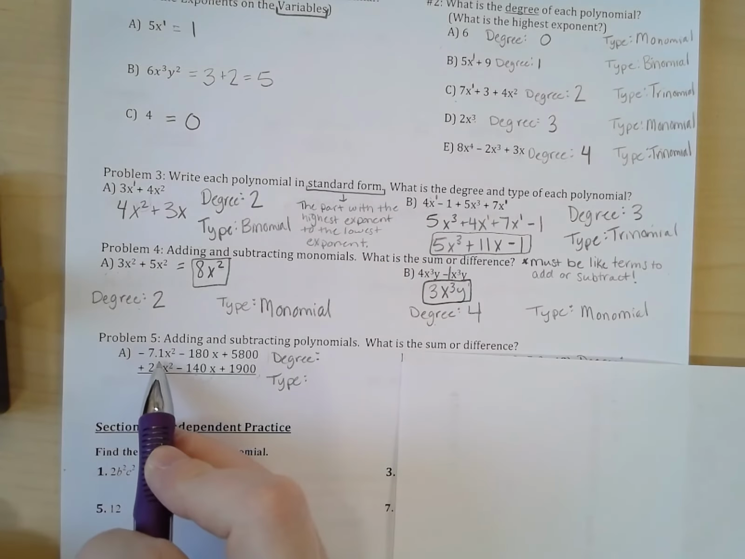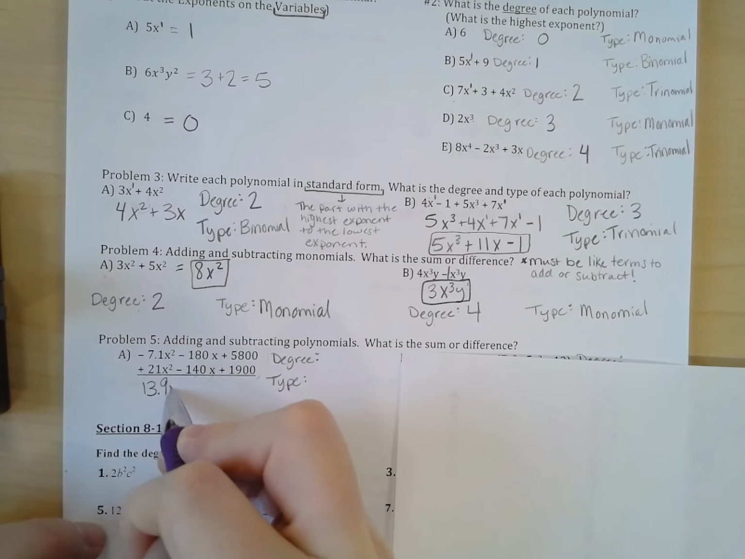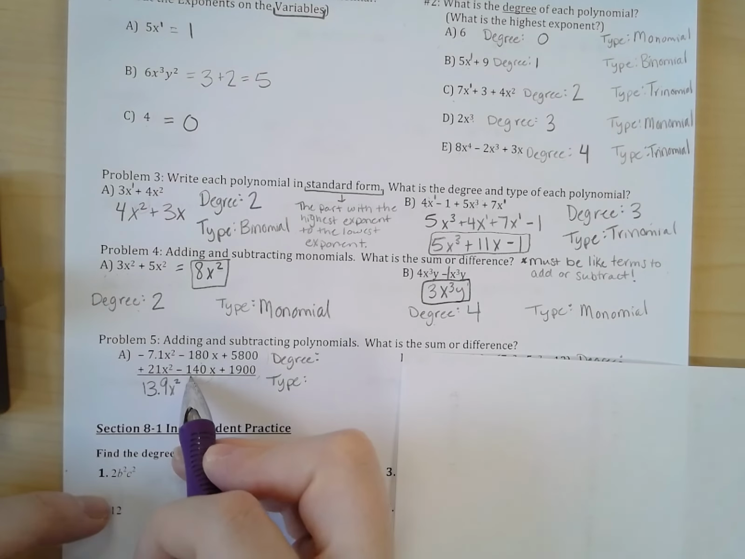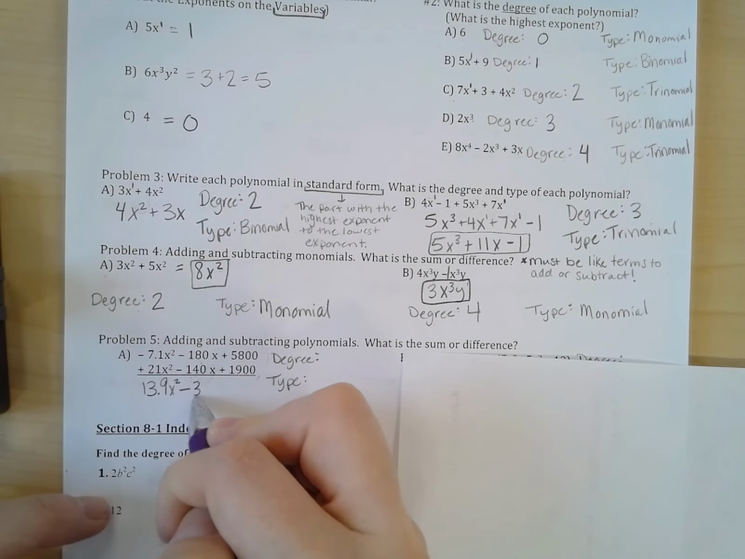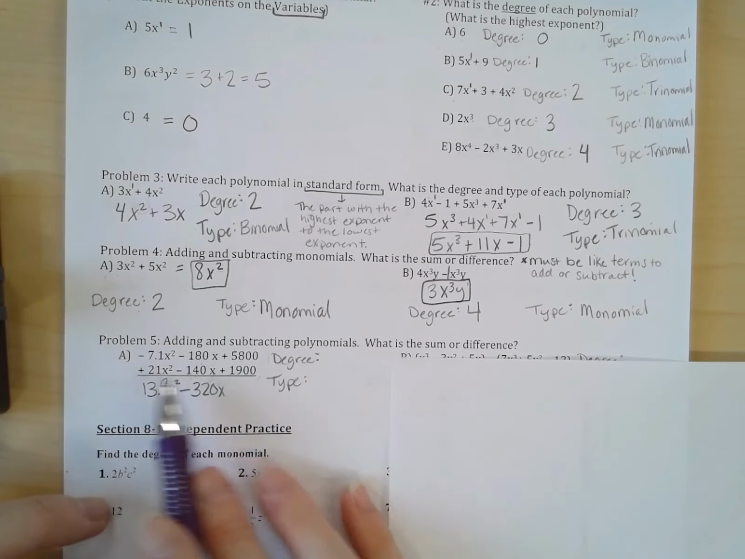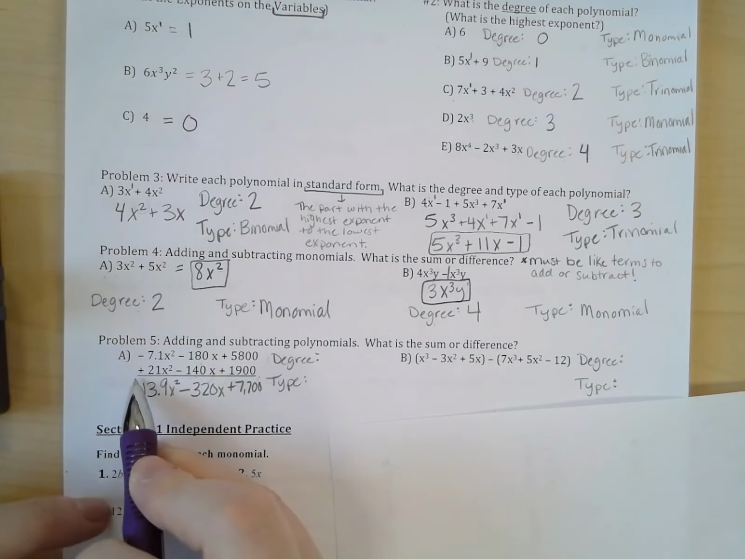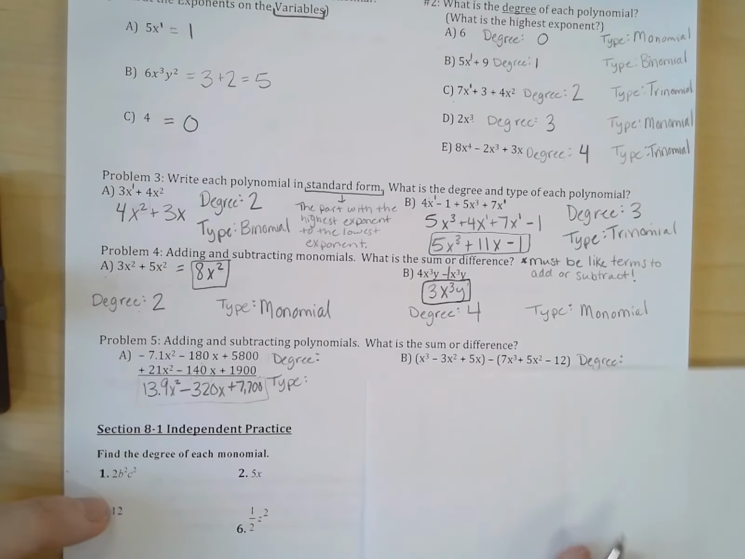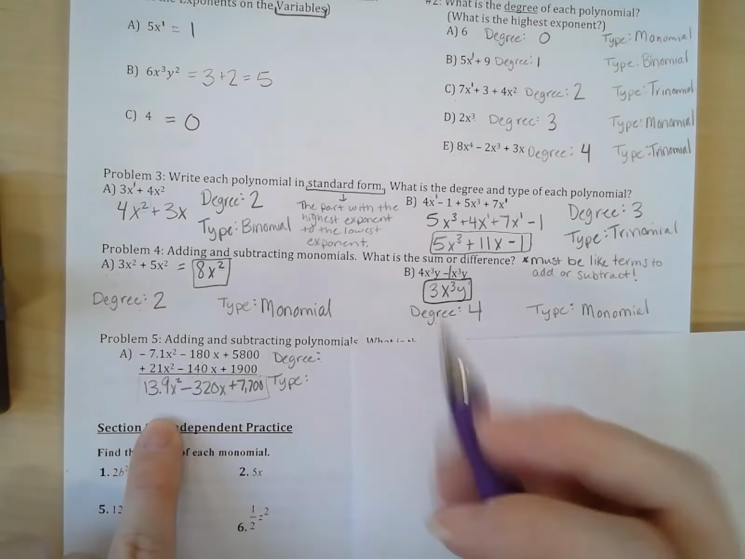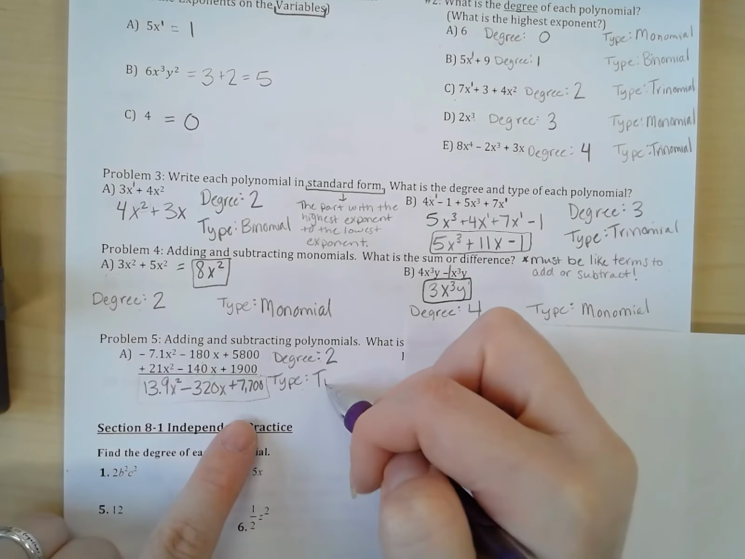Negative 7.1 x to the second plus 21 will give me 13.9 x to the second. Negative 180x plus negative 140x gives me negative 320x. And then 5,800 plus 1,900 is 7,700. So this is my addition. I just added all three parts together. Then I go back through and I look for the degree. So what's the highest exponent? It's going to be a 2. The type is how many parts, so 1, 2, 3, so it's a trinomial.